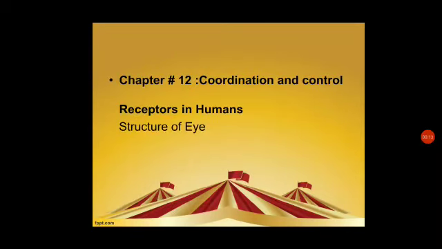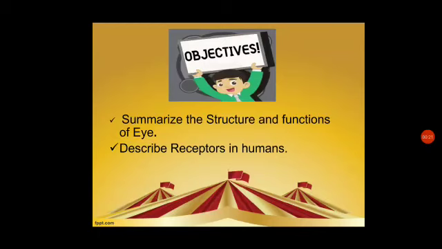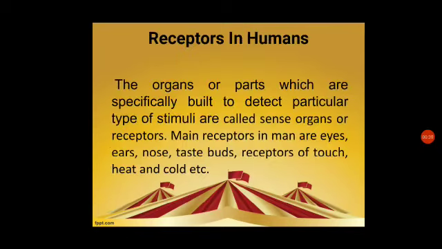We have started the chapter coordination and control, and today we'll discuss the receptors in humans and the structure of the eye. Here are some objectives: to summarize the structure and functions of the eye and describe the different receptors of humans.